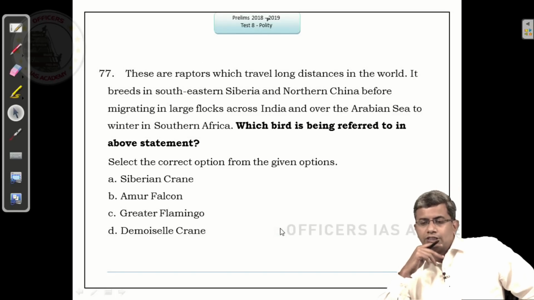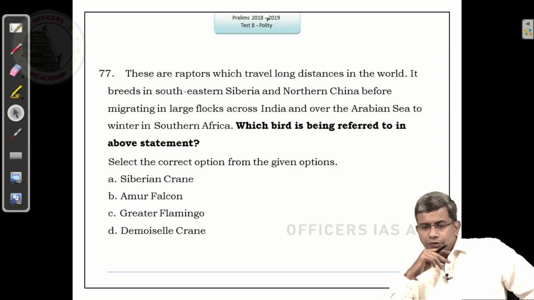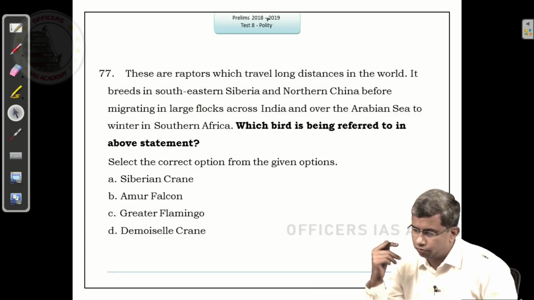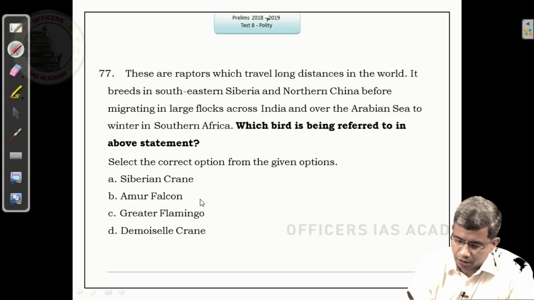These are raptors which travel long distances in the world. It breeds in southeastern Siberia and northern China before migrating in large flocks across India and over the Arabian Sea to winter in southern Africa. Which bird is being referred to in the above statement? The correct answer for this is the Amur falcon.